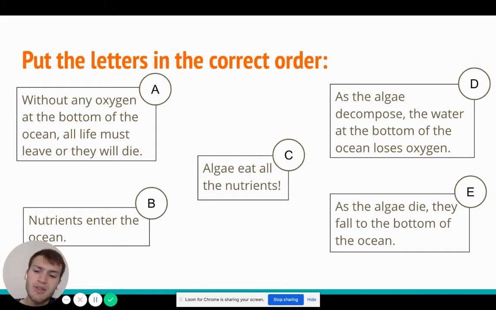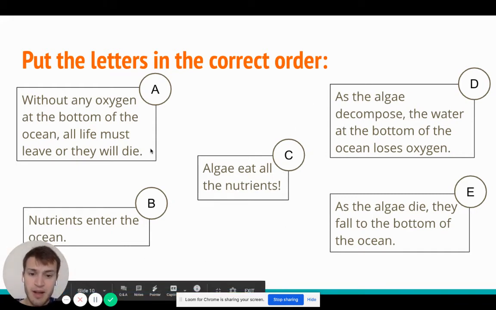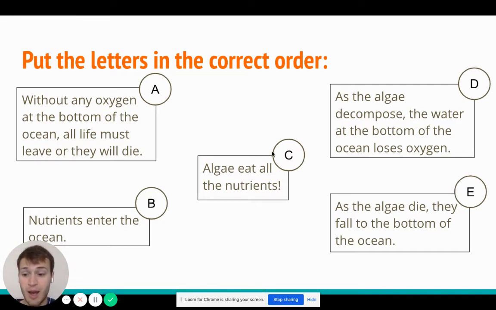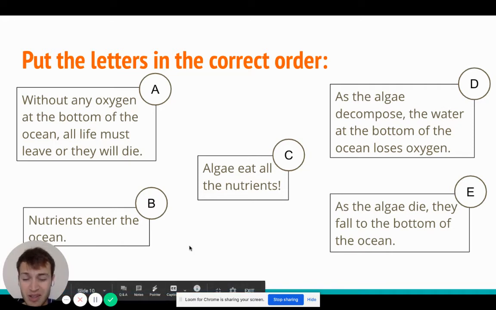So really quickly, by yourself, I want you to look at these boxes, and I want you to put these boxes in the correct order in which they happen. So this is how a dead zone forms. In what order does it happen? So just take these 5 letters and put them in order. So pause the video to do that.